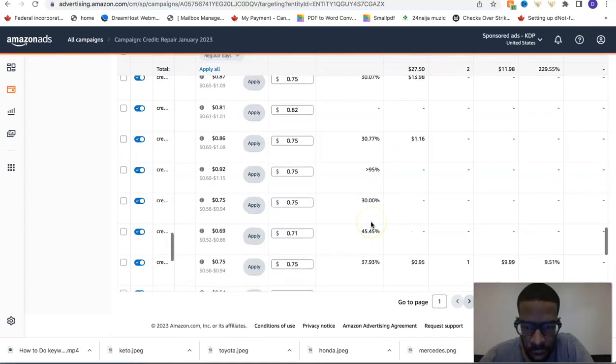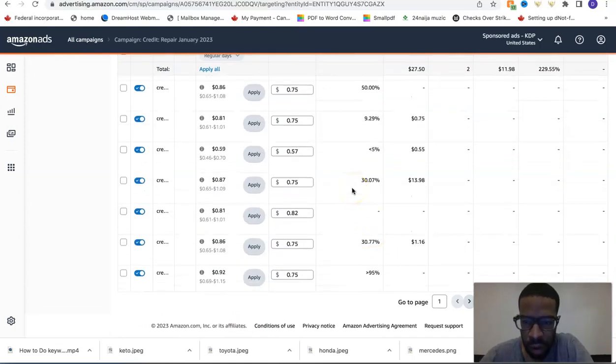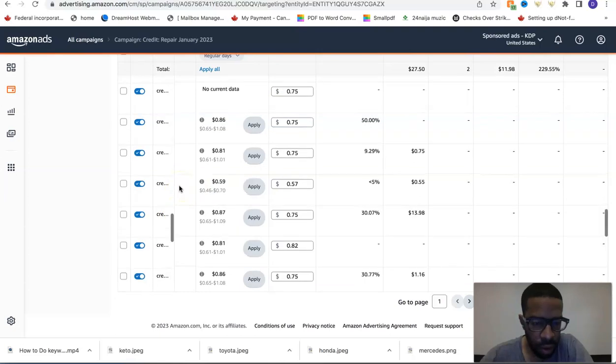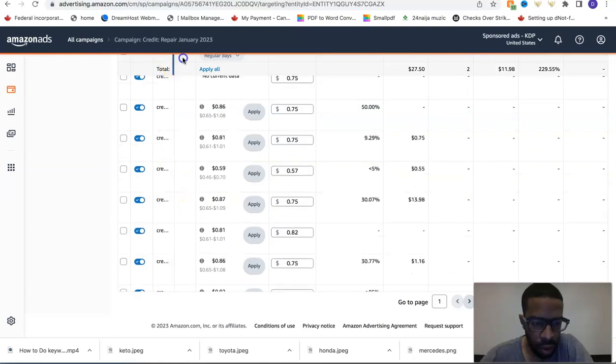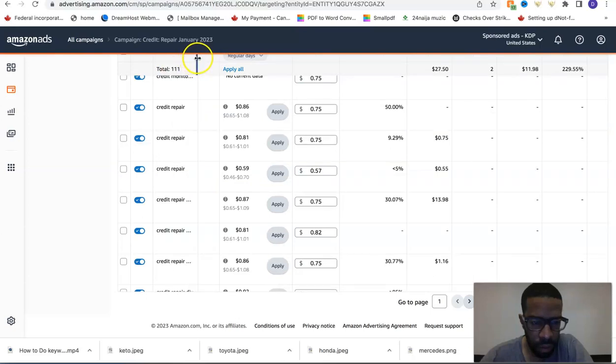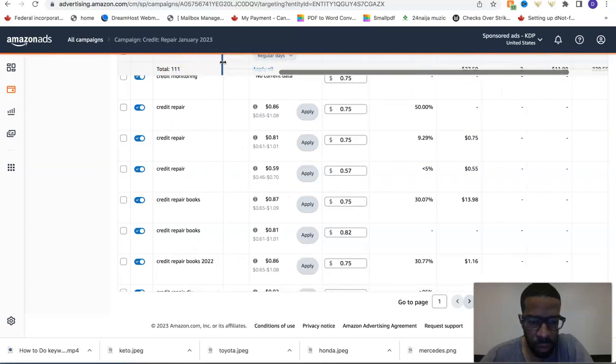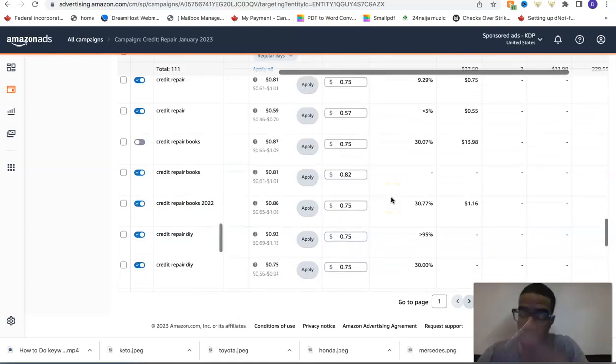Okay, so I think we need to turn this one off. It's costing us a lot, but no sales are happening. Let's see what word that is. Credit repair books. Let's see. $13.98. Then again, this word is not even working. So let's turn this off. It's costing us a lot of money. It doesn't make sense to run it if we're not getting any sales.